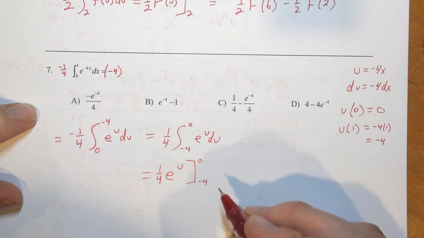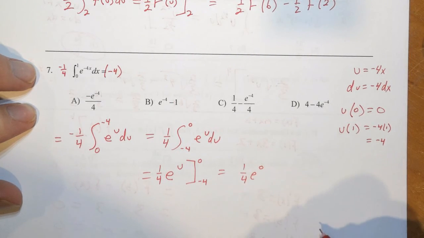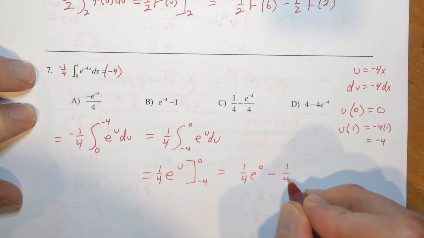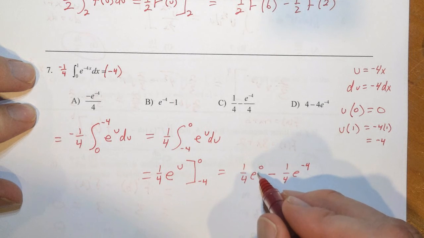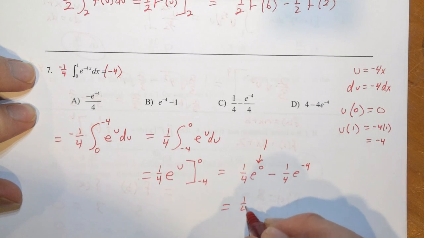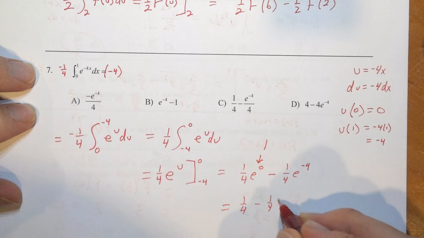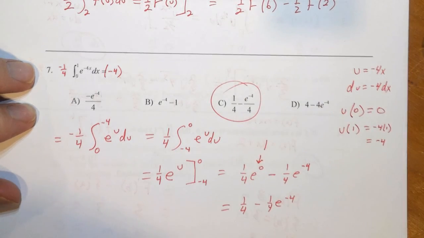0 is the upper bound, it's the b, so we plug it in first. So we have 1/4 e to the 0 minus 1/4 e to the negative 4. e to the 0 is 1, so we end up having 1/4 minus 1/4 e to the negative 4, and that's C.